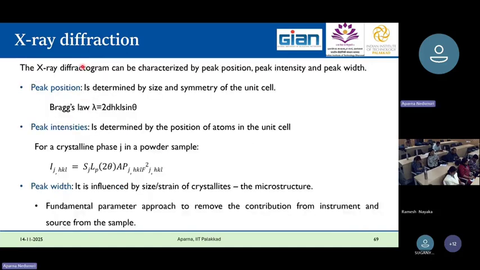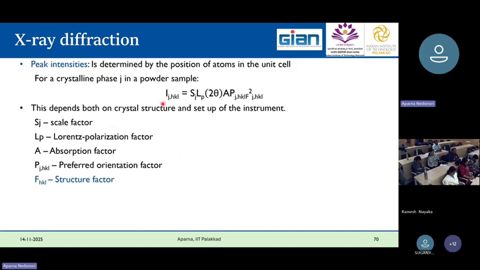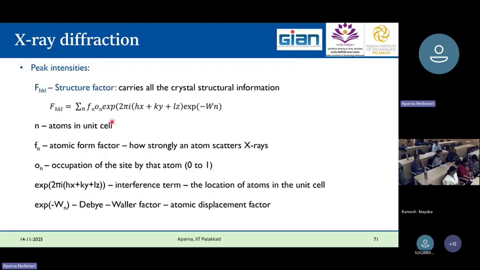When we talk about peak intensities, we have discussed the scale factor, Lorentz polarization factor, absorption factor, and preferred orientation. The structure factor is the one which carries all the crystal structure information. Here we talk about how many atoms there are in the unit cell, and it depends on the atomic form factor. The atomic form factor depends on how strongly an atom can scatter the X-rays, and at what position these atoms are positioned.